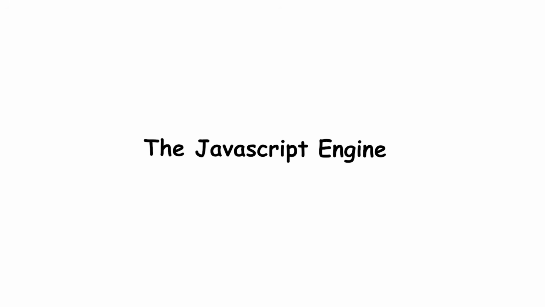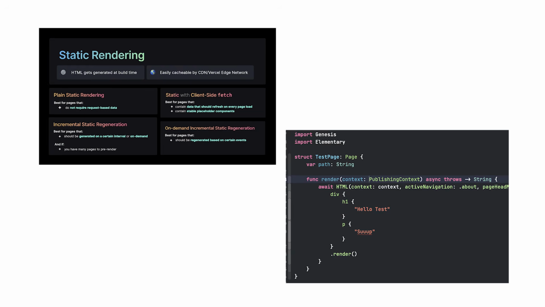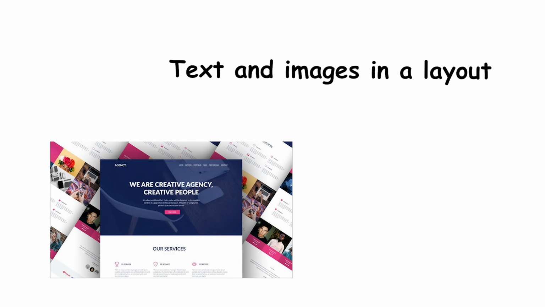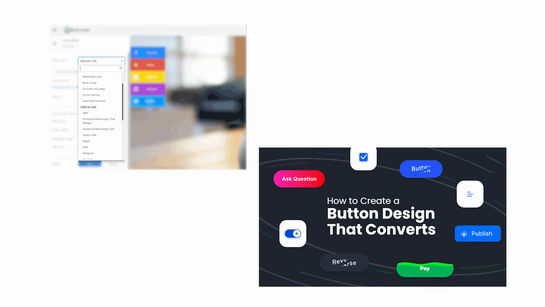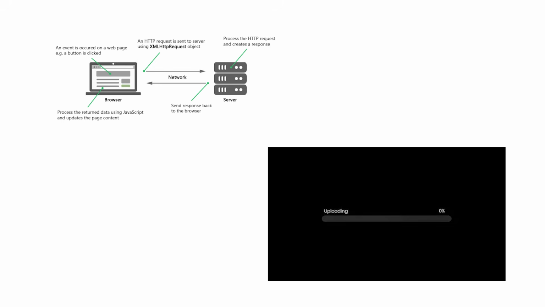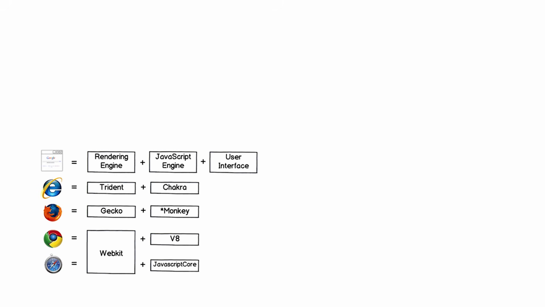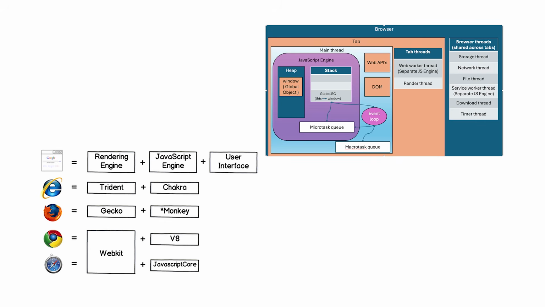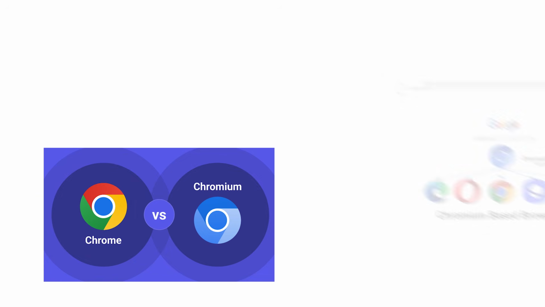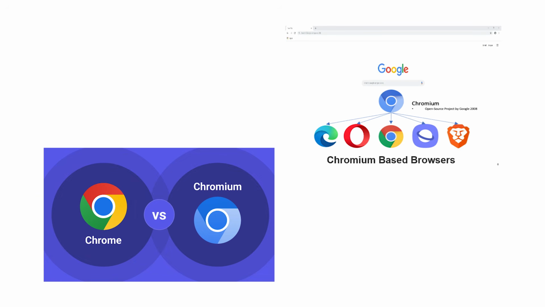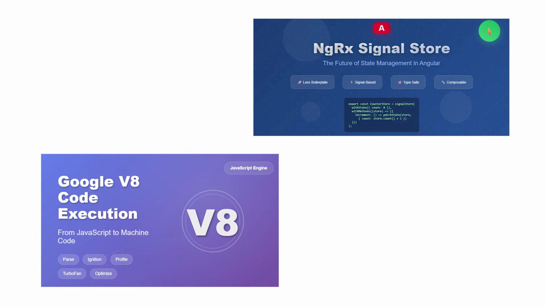The JavaScript engine. Rendering HTML and CSS gives you a static page, text and images in a layout. To make that page interactive, to make buttons work, forms submit, animations play, data load without refreshing, you need JavaScript, and every browser has a separate engine just for running JavaScript. Chrome and all Chromium-based browsers use V8. V8 is one of the most sophisticated pieces of software Google has ever built.